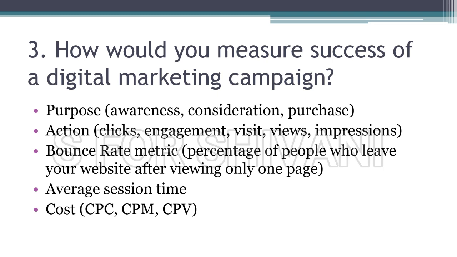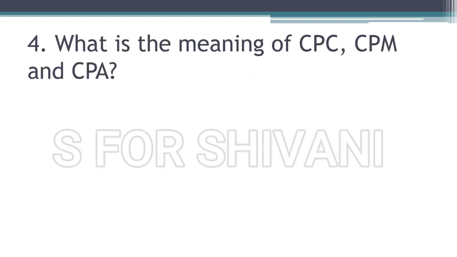And then, let's say you are doing a Facebook campaign or a Google campaign, you need to pay these entities some money based on the action that you're expecting from them. So this payment could be in CPC, CPM, or CPV. Coming to the next question, what is the meaning of these terms and when are they used? You should know their full forms.